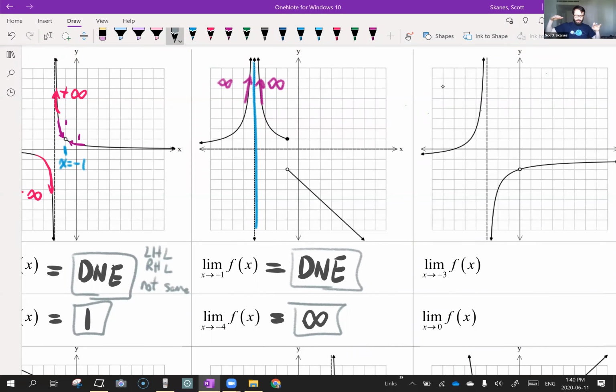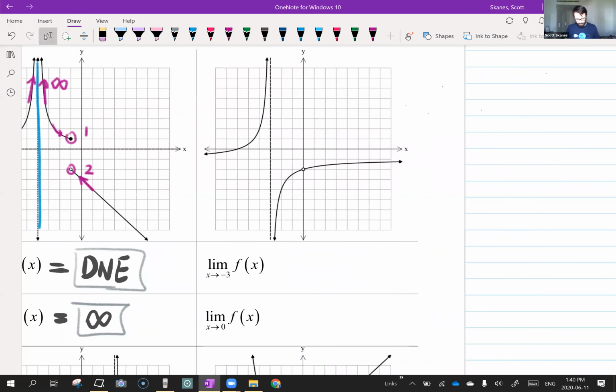You just tell me what's happening on the left, what's happening on the right. If they're telling the same story, then the limit exists. In the other case, of course, this was a 1 and this was a 2. So we don't have the same story being told. So the limit doesn't exist.